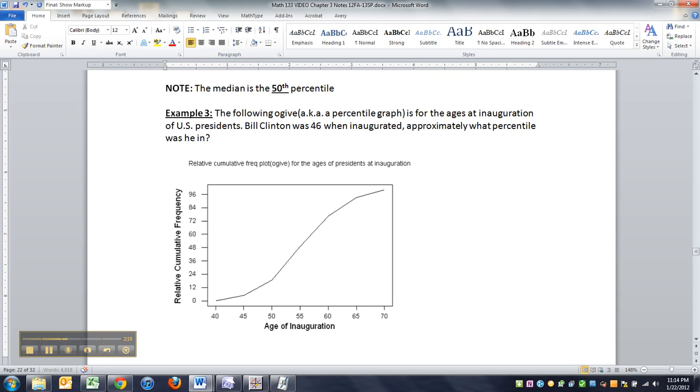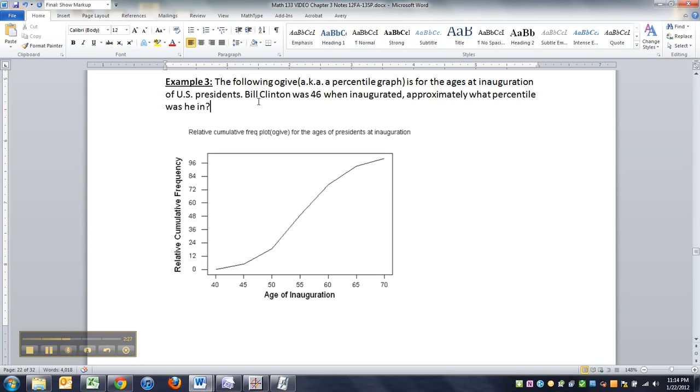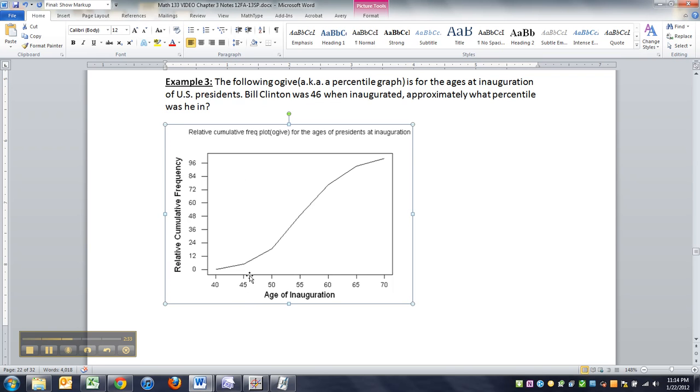All right, so the following ogive, remember from section 2.3, is the ages at inauguration of U.S. presidents. Bill Clinton was 46 when inaugurated. Approximately what percentile was he in? All right, so let's look for his age. His age at inauguration is 46, so that's right about there. So you go up, and you see where it hits.